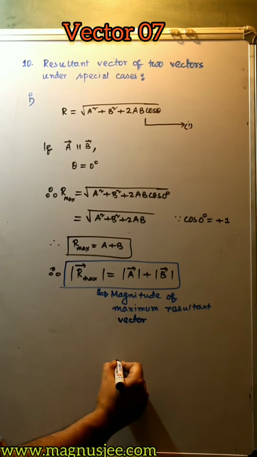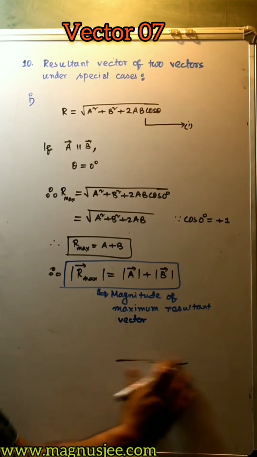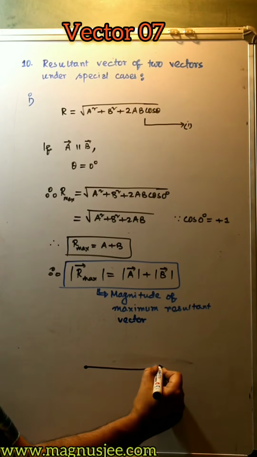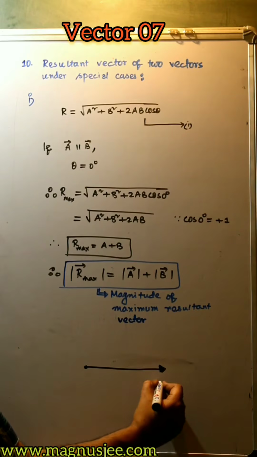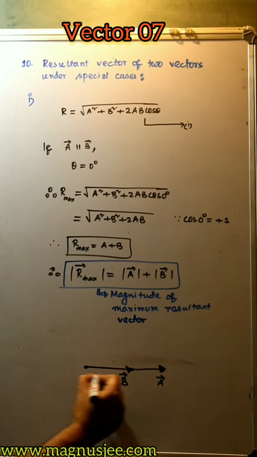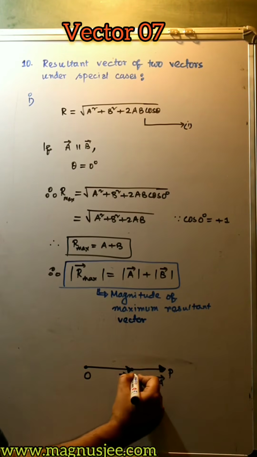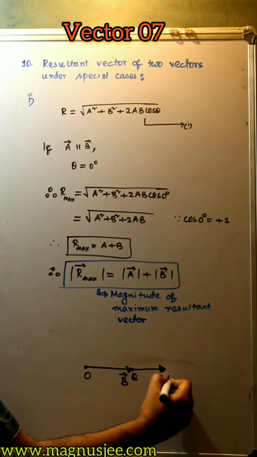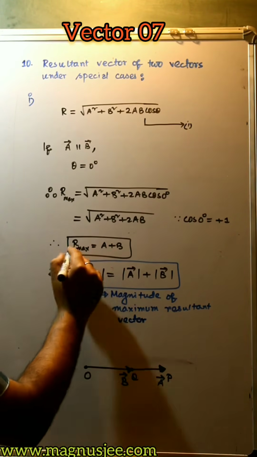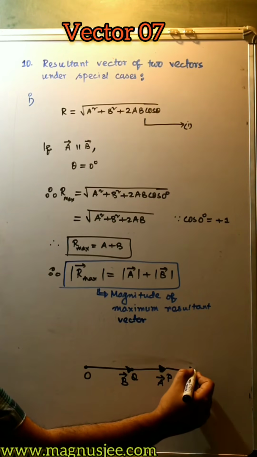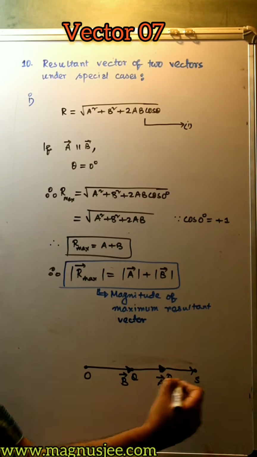If we draw the diagram, in this case theta equal to 0 degree means two vectors are parallel to each other. This straight line indicates vector A, and another vector is vector B. They are acting parallel to each other. The straight line OP is denoted by vector A, and vector B is represented in magnitude and direction by the straight line OQ.